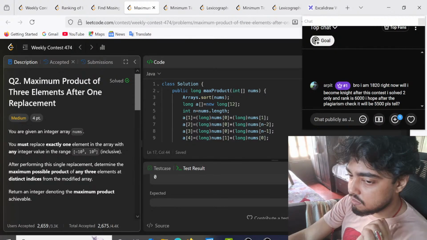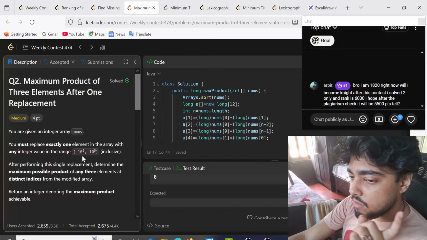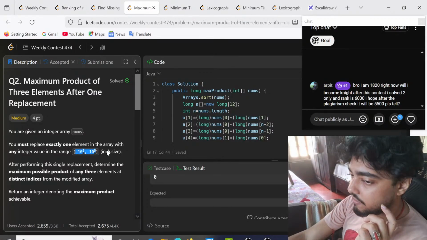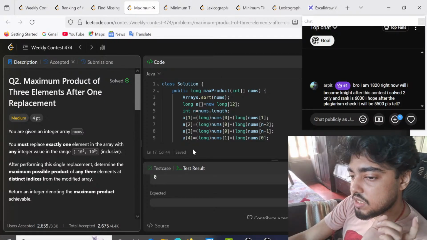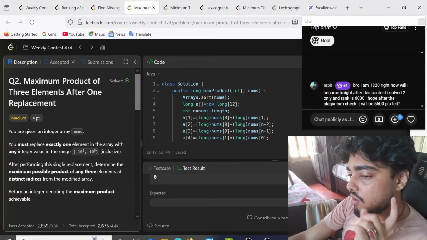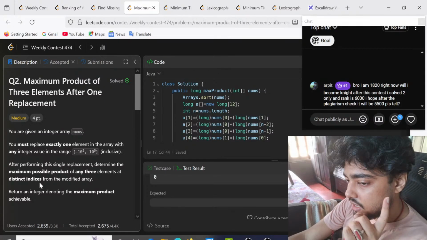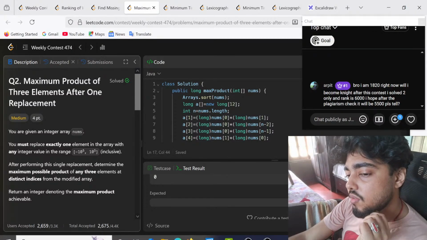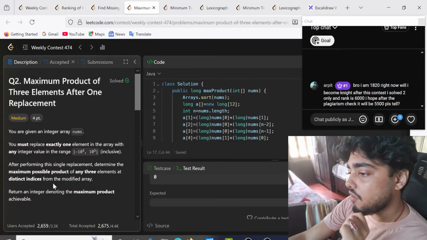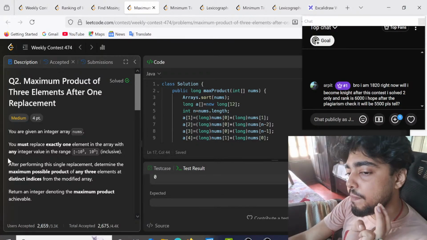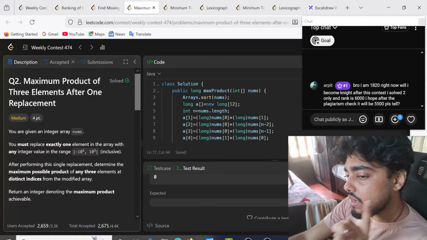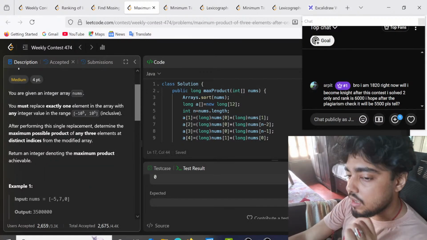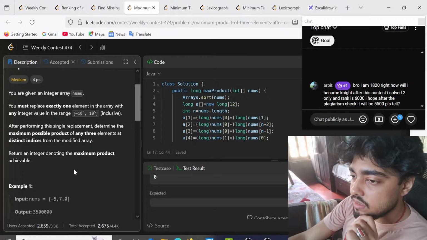Given an integer array nums, you must replace exactly one element of the array with any integer from minus 10 to the 5 to 10 to the 5. After performing the single replacement, determine the maximum possible product of any three elements at distinct indices from the modified array. So, you have to find the maximum product of any three elements in the array after replacing any one element with any number between minus 10 to the power 5 and 10 to the power 5. You have to return the integer denoting the maximum product.